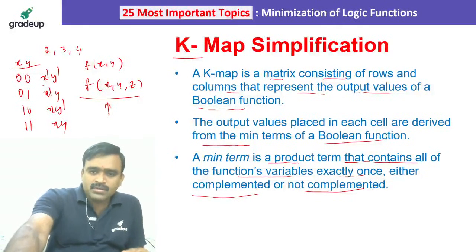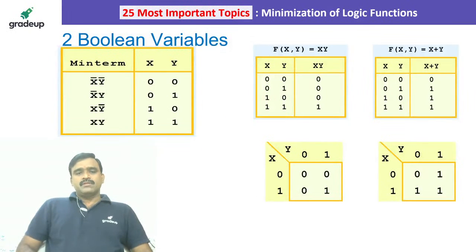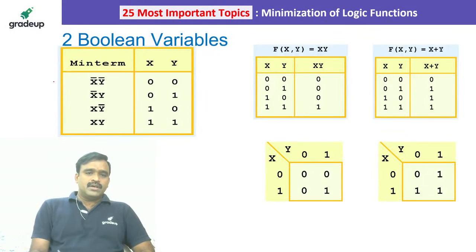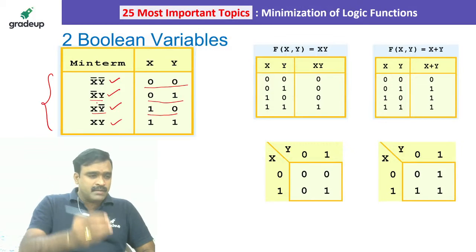Okay. Now coming to one example, if we take 2 Boolean variables, as I told you, we have 4 min terms: x bar y bar, x bar y, x y bar, and x y. So x value 0, y value 0 indicates x bar y bar. X value 0, y value 1 indicates x bar y. X value 1 and y value 0 indicates x y bar. So 0 is primed.